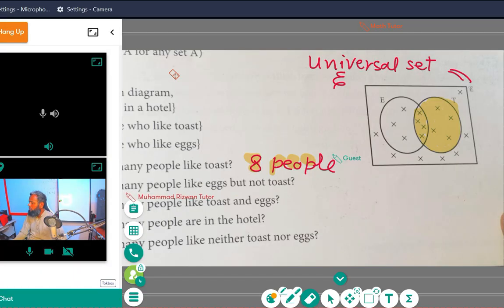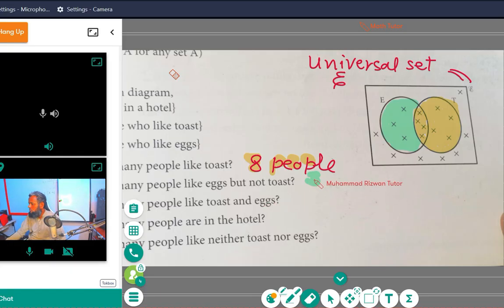You should choose a different color of highlighter. How many people like eggs but not toast? The people who like eggs but not toast, with a different color. They like only eggs, they don't like toast. Write the number of elements right here. 3. Yes, good. Write it.